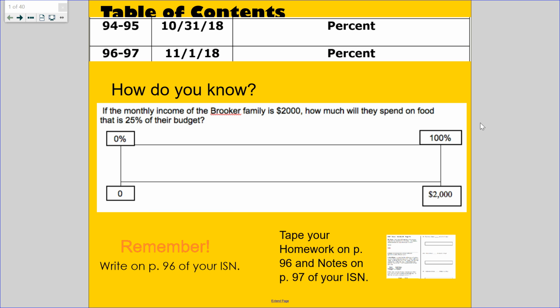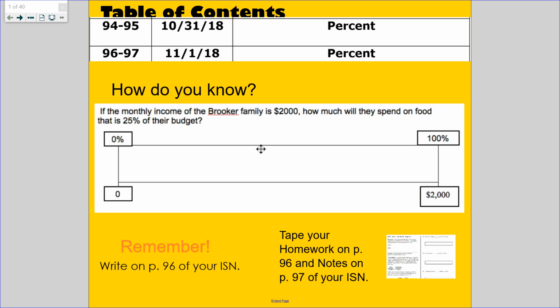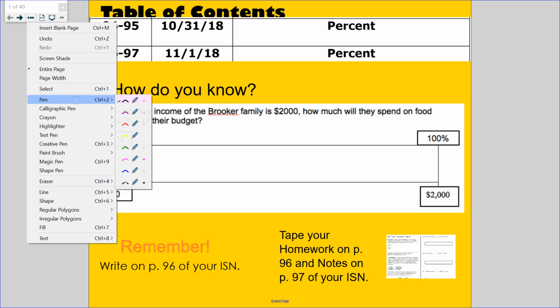If the monthly income of the Brooker family is $2,000, how much will they spend on food that is 25% of the budget? Many ways to do this. Previous day, you used Fraction Tower to help you solve this. So let me get my pen.